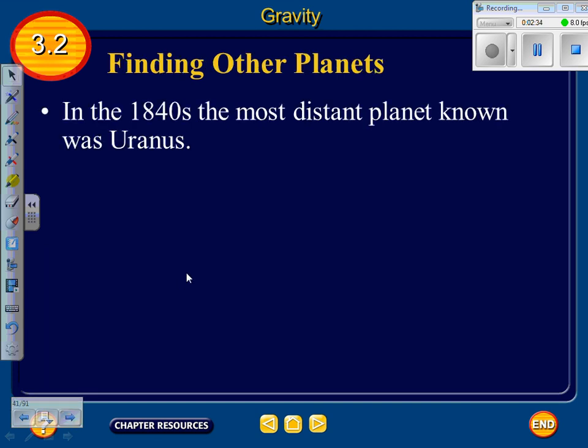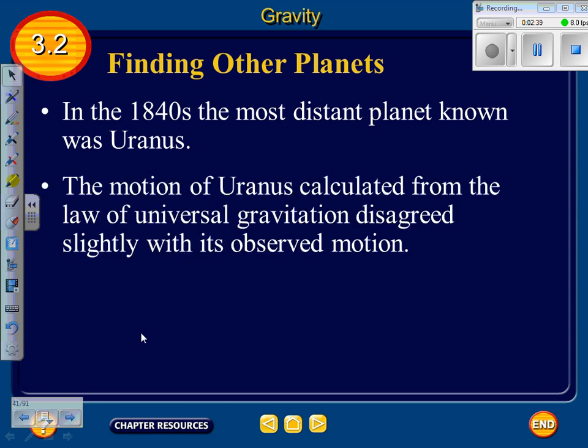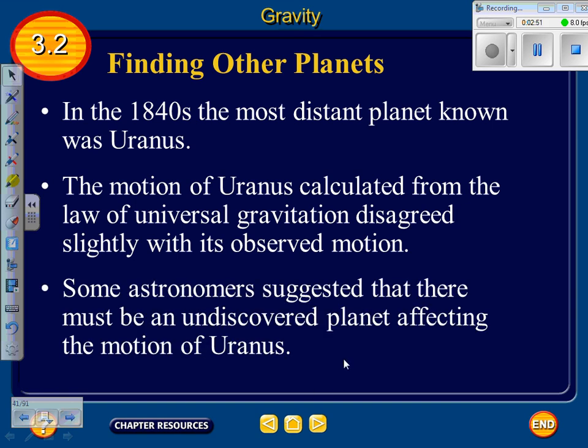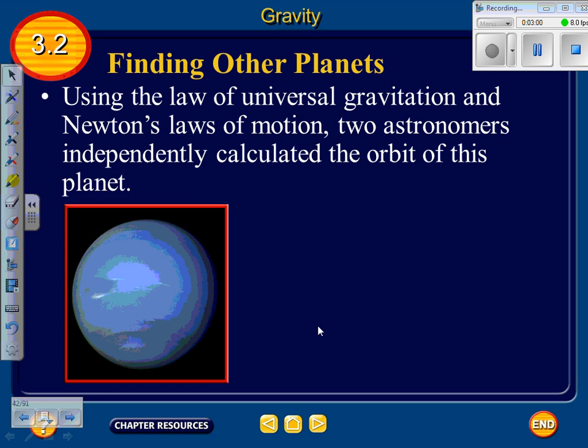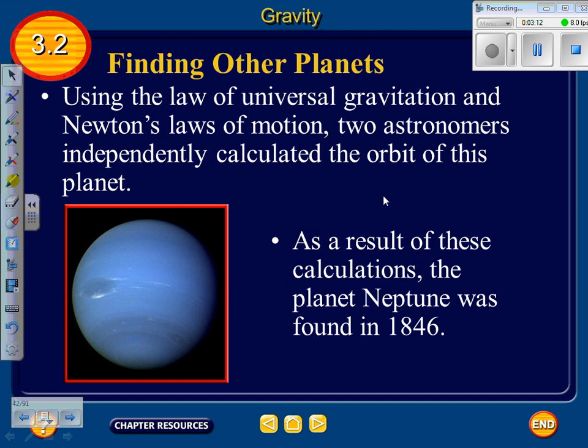In the 1840s, the most distant planet known was Uranus. The motion of Uranus, calculated from the law of universal gravitation, disagreed slightly with its observed motion. It didn't follow the prescribed path. Some astronomers suggested that there must be an undiscovered planet affecting the motion of Uranus. Using the law of universal gravitation and Newton's laws of motion, two astronomers independently calculated the orbit of this planet. As a result of these calculations, the planet Neptune was found in 1846.